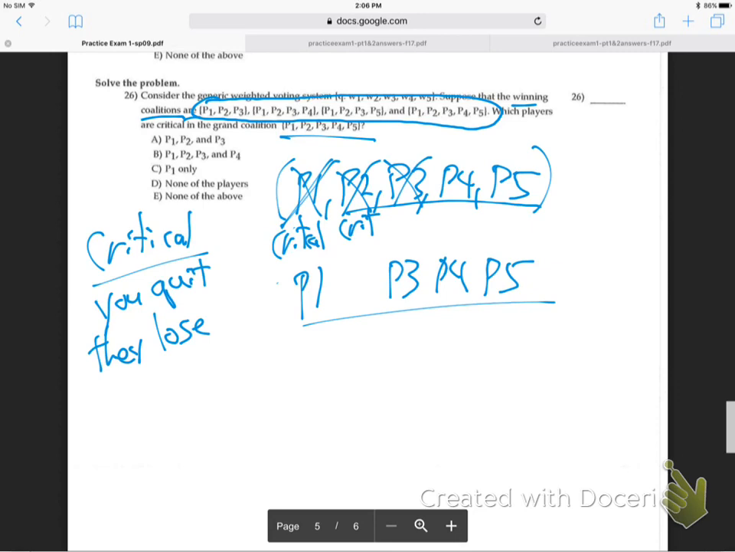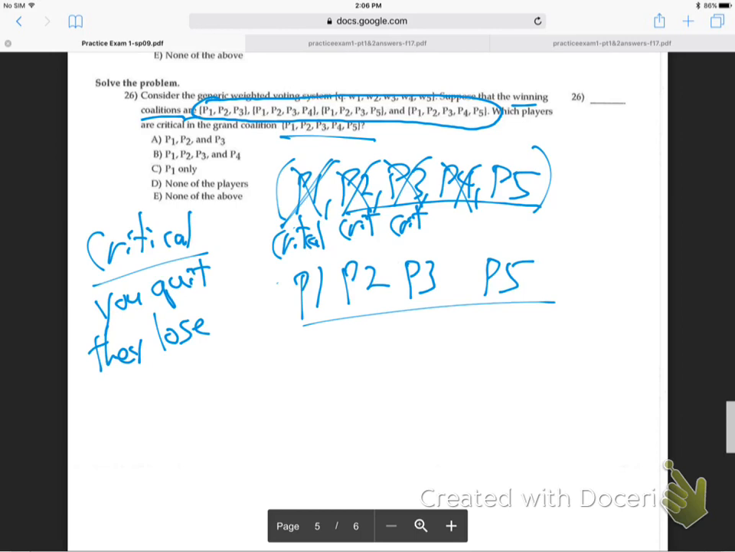How about if P3 drops off? Then they would have P1, P2, P4, P5. Remember, critical is just one drops off at a time. So if just P3 drops off, is 1, 2, 4, 5 a winner? No, I don't see it up there. So P3 is critical. How about if P4 drops off? Then the team left behind is 1, 2, 3, 5. Are they a winner?